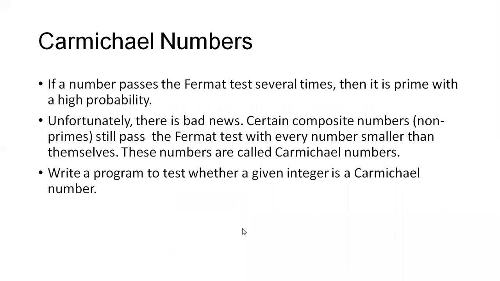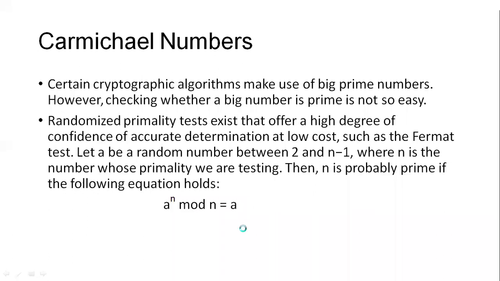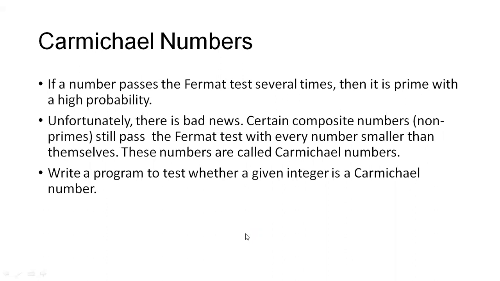But what is a Carmichael number? If a number passes the Fermat test several times, then it is prime with a high probability. So what we can do is continuously check that number for primality. And if it passes multiple tests, then we can confidently say, okay, this is a prime number. With high probability, we can say this number is a prime number.